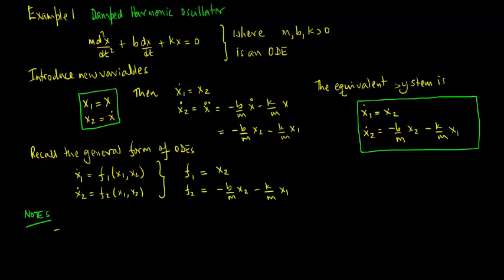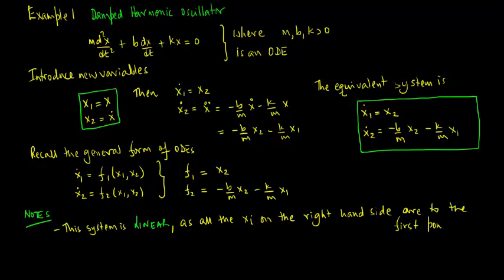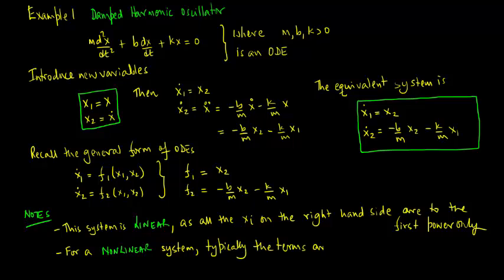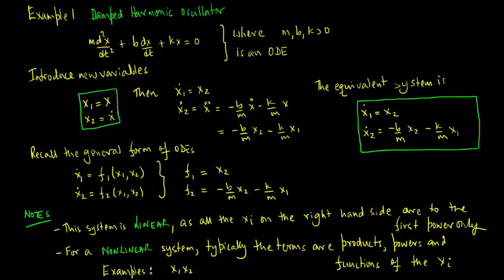Now here are some notes. The above system is linear, as all of the xi's on the right hand side are to the first power only. For a non-linear system, typically the terms are products, powers and functions of the xi's. For example, x1 x2, x1 squared, sine of x1, etc. are all examples of nonlinear terms.